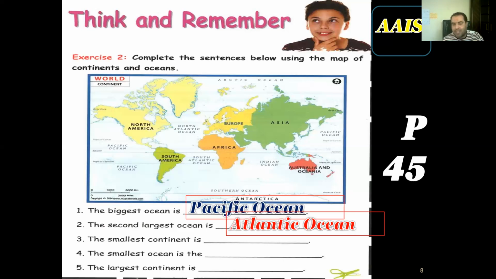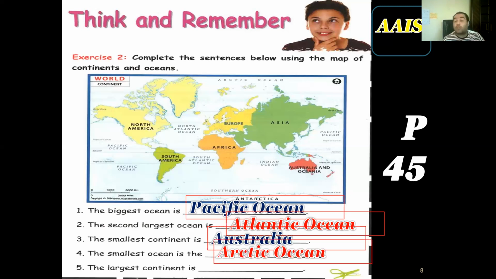But the smallest continent, do you still remember what's the smallest continent? Yes, it's Australia. Yes, perfect. What comes before Australia? Europe. Excellent. The smallest ocean is the Arctic Ocean. And the largest continent, oh, it's so easy. We live on the largest continent in the world.